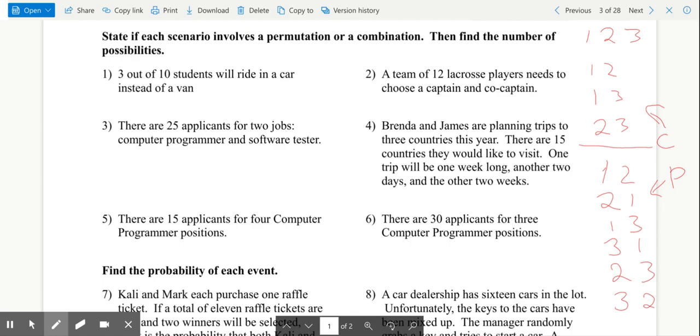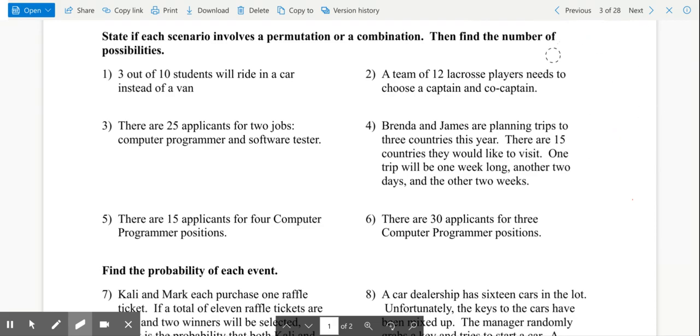So let's use that on some of these examples. I'm going to be doing the evens on this worksheet. So let's look at how we can tell, looking at a situation, whether it's going to be a combination or a permutation, and then how we would find that. And I'm going to be teaching you guys some formulas for combinations and permutations. So let's look at this first one.